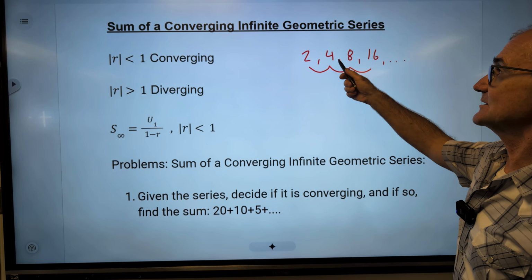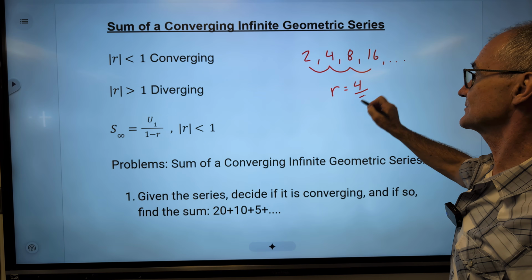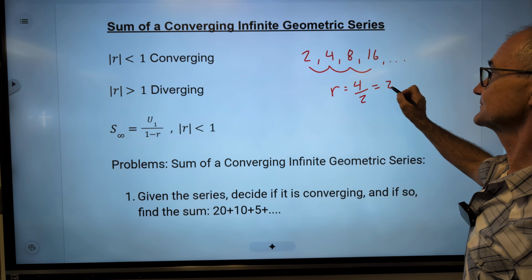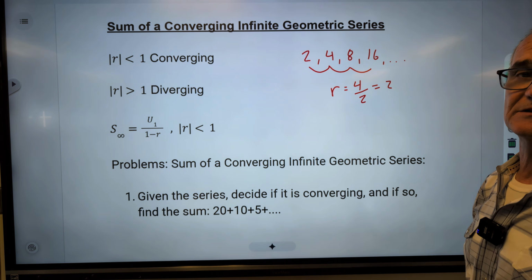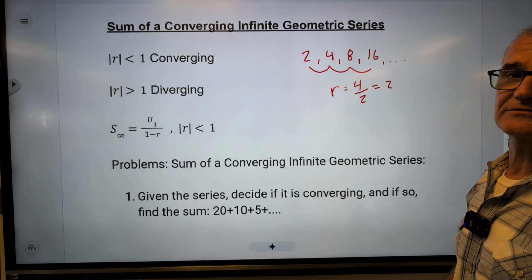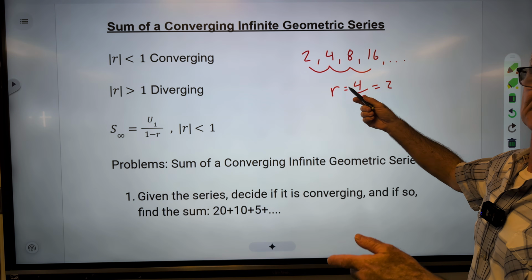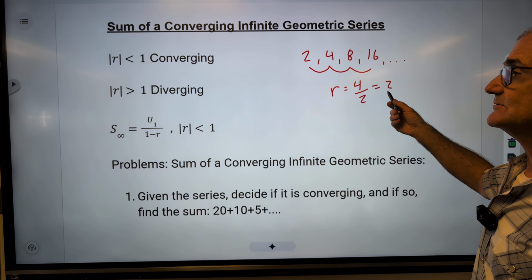However, the common ratio is one term divided by the previous term. So 4 divided by 2 is equal to 2. 8 divided by 4 is 2. 16 divided by 8 is 2. So that holds constant through all of it. The common ratio for this geometric infinite series is 2.